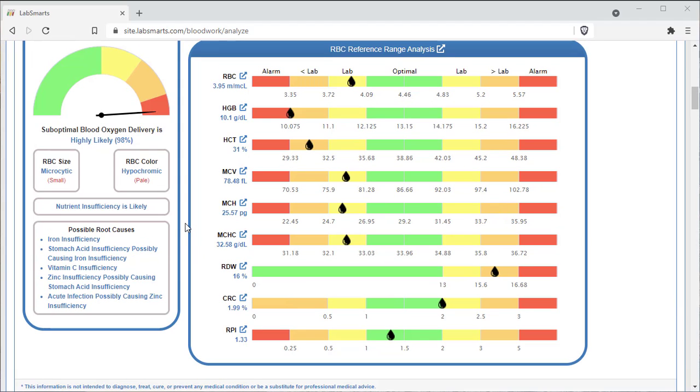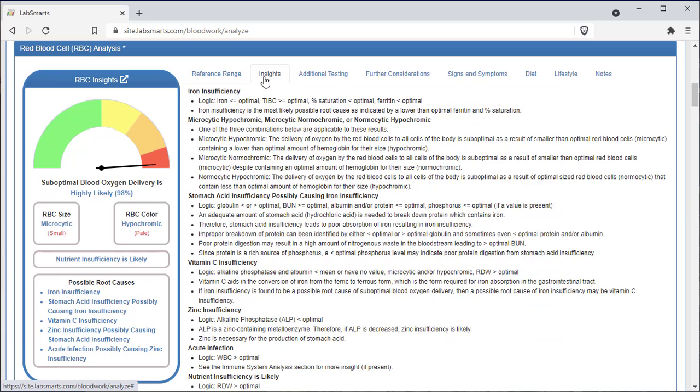But there's other patterns here that indicate a stomach acid insufficiency, and stomach acid insufficiency is a possible root cause of iron insufficiency, because if you look over here in the Insights tab under the stomach acid insufficiency section, we explain here that an adequate amount of stomach acid is needed to break down protein which contains iron. Therefore, stomach acid insufficiency leads to poor absorption of iron, resulting in an iron insufficiency.